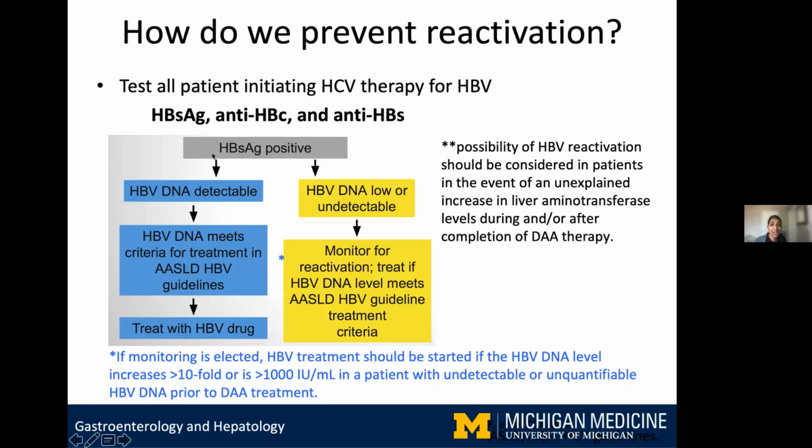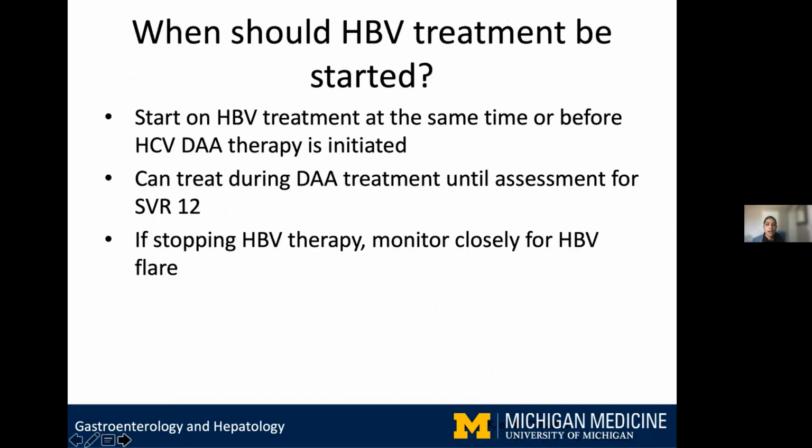If the surface antigen is positive, those people are co-infected. They should get treated for Hep B while they're on Hep C treatment or monitored closely. And in those who have very low Hep B viral load, they can be monitored for reactivation with just blood tests. And if you do have a patient who has Hep B and Hep C, it's important to start Hep B treatment at the same time or before you start them on Hep C treatment. And you can treat both viruses at the same time until they are cured. And then if you do plan to stop Hep B therapy after they're cured of their Hep C, it's important to monitor closely for a hepatitis B flare.